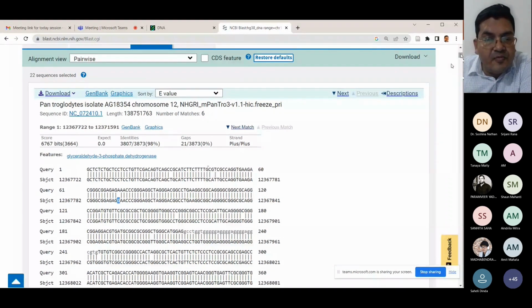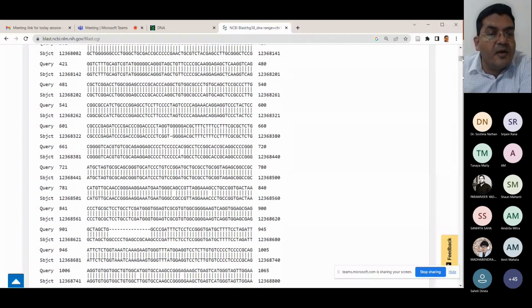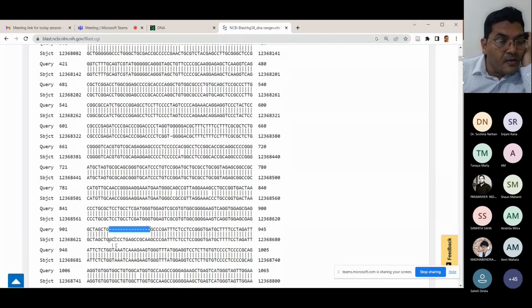And then if you move further down, you will see a gap. For example, here, this one, 901, can you see? There is a huge gap there. So there is an extra sequence in the chimpanzee genome, which is not present in the human genome.